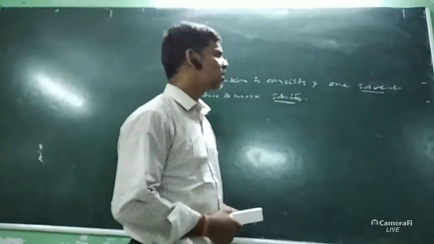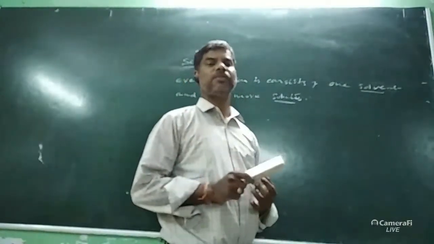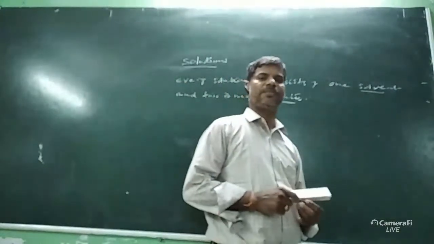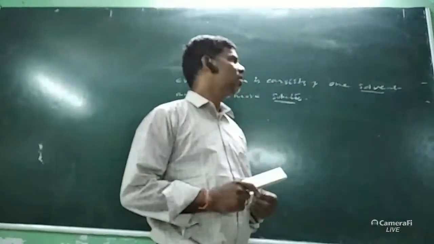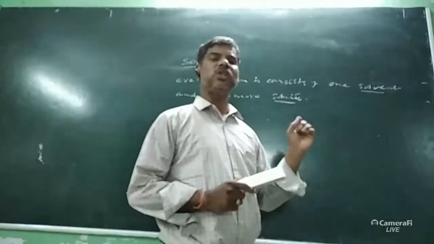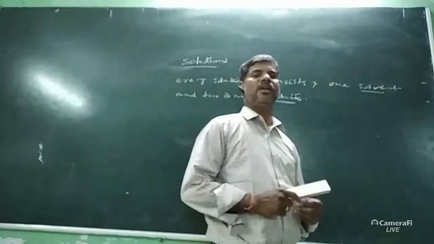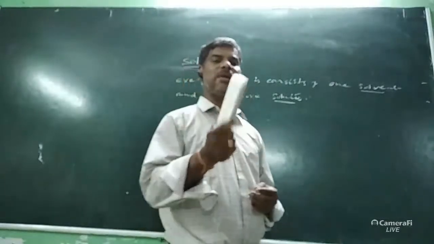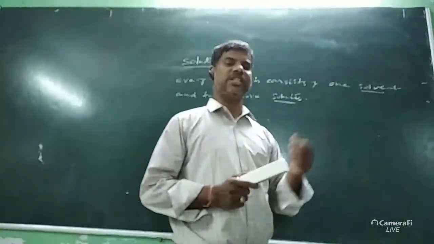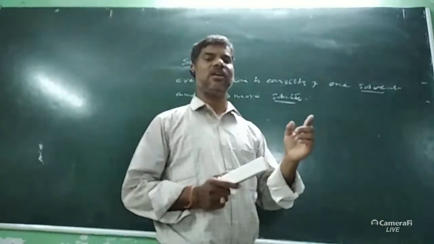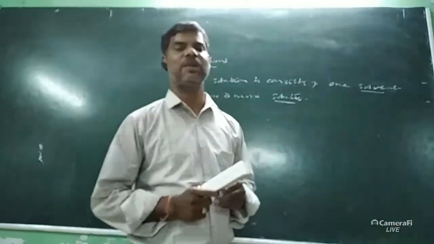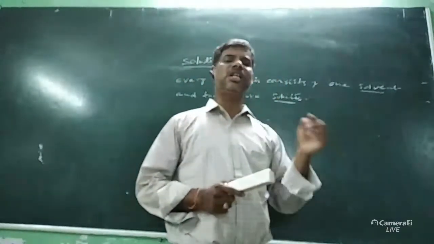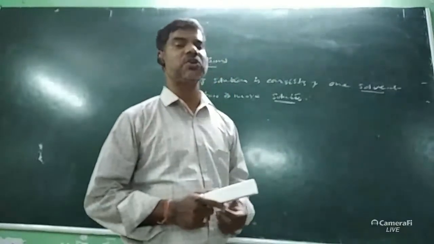So a solution is a homogeneous mixture of two or more chemically non-reactive substances. What is homogeneous? That means one should be dissolved in another, like sugar plus water, oxygen plus nitrogen, and alcohol plus water. And heterogeneous mixtures, for example sand, will not dissolve in water, sand plus water. Some organic compounds will not dissolve in inorganic compounds, those are called heterogeneous.